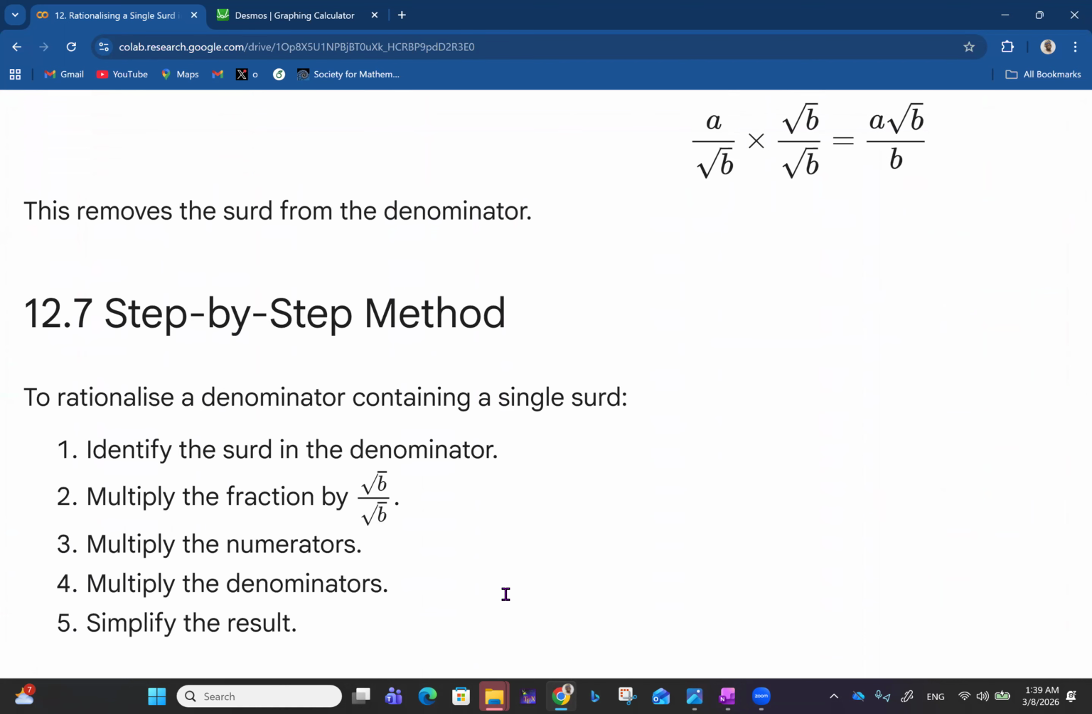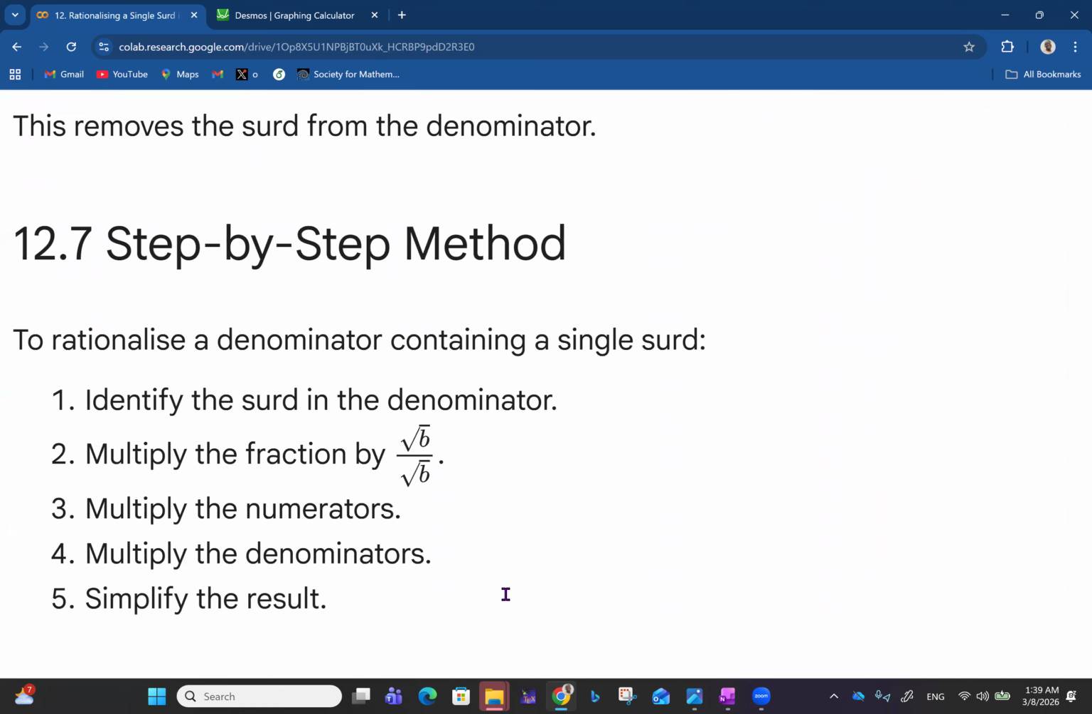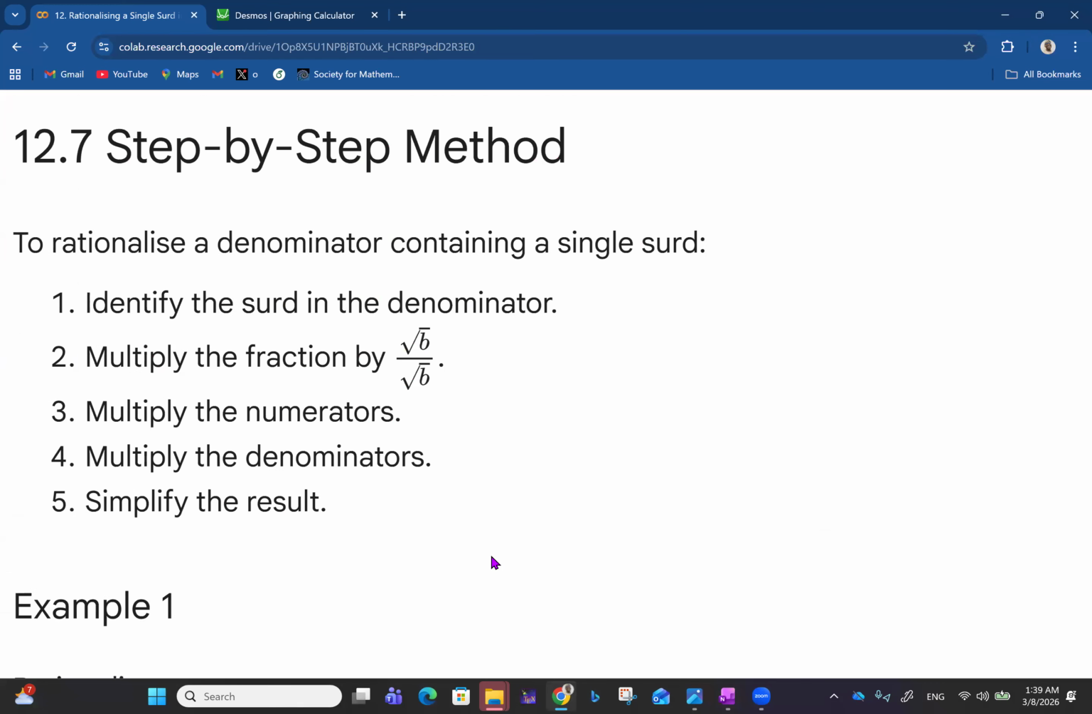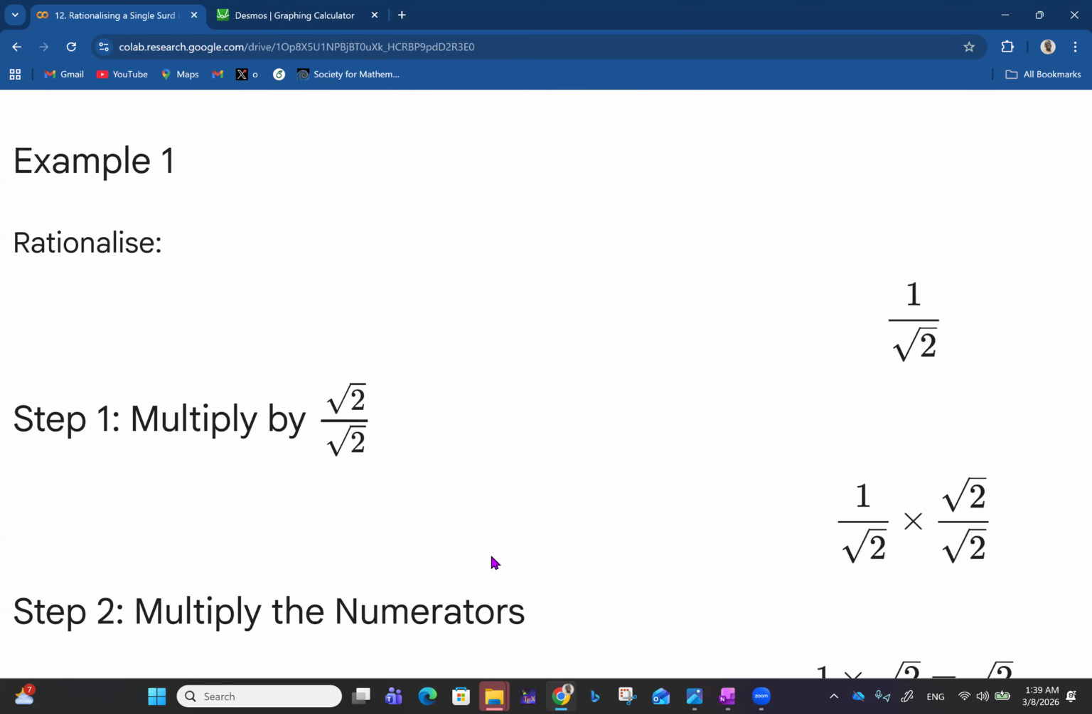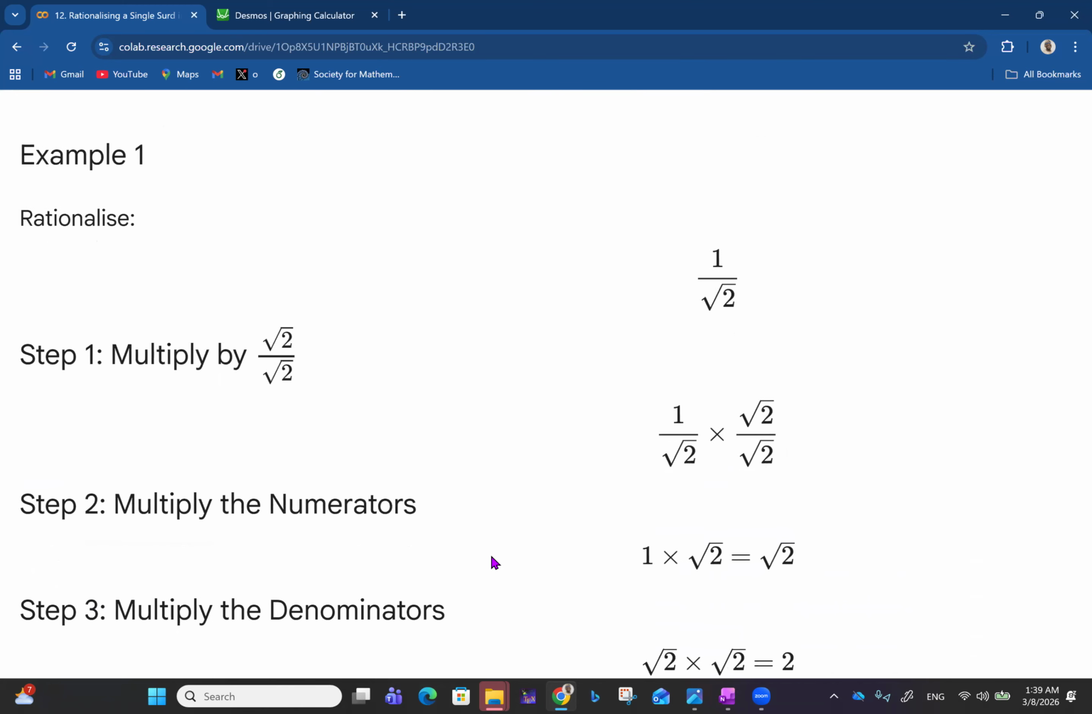So the step-by-step method means that to rationalize a denominator containing a single surd, identify the surd in the denominator, not in the numerator. Then multiply the fraction by root b over root b, multiply the numerators, multiply the denominators, and simplify the result, like we just did up there. And then we'll see plenty of examples to practice with.